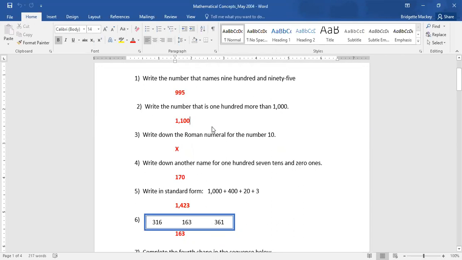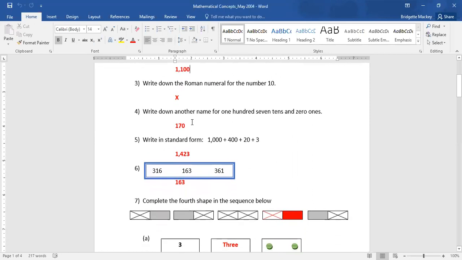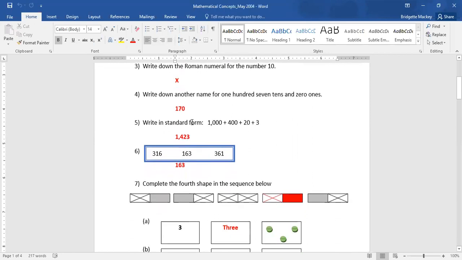Okay, you could set that up as an addition problem, where you put the 1,000 and then you line up the 100 underneath with a plus sign and add them up, and you get your answer. The third question deals with Roman numerals, and it asks us to write the Roman numeral for the number 10. And the Roman numeral for the number 10 is simply X.